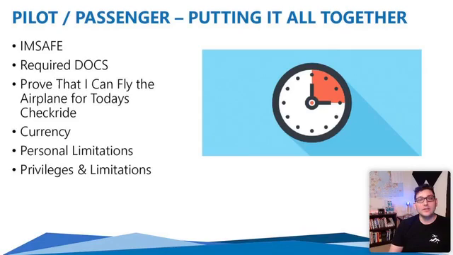If I want to carry passengers, which is the whole point of commercial, if I don't want to carry boxes, then in order to carry passengers during the day, I need 3 takeoffs and landings within the preceding 90 days. They can actually be anything: full stop, taxi back, stop and go, unless I am in a tailwheel aircraft. In that case, they all have to be to a full stop landing.